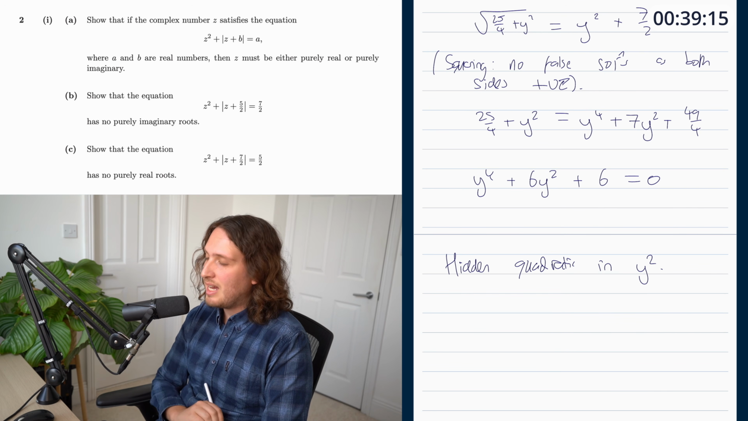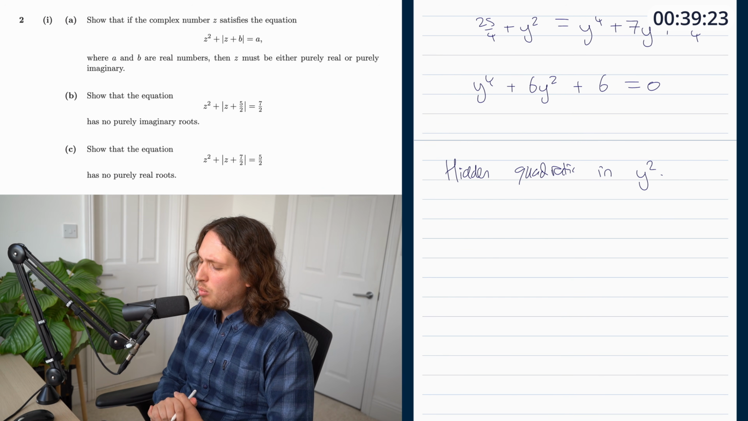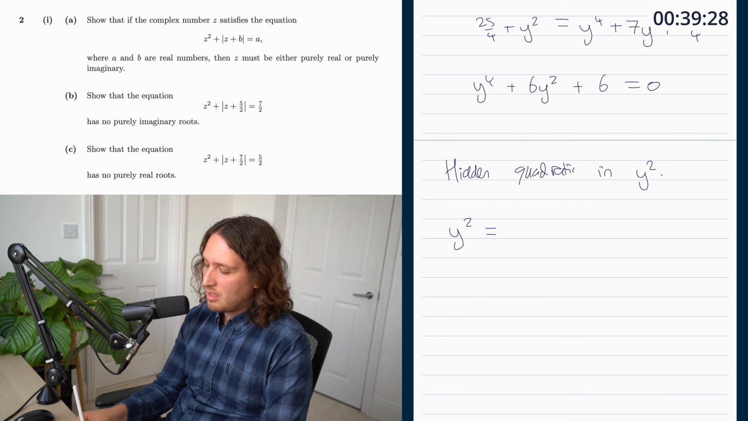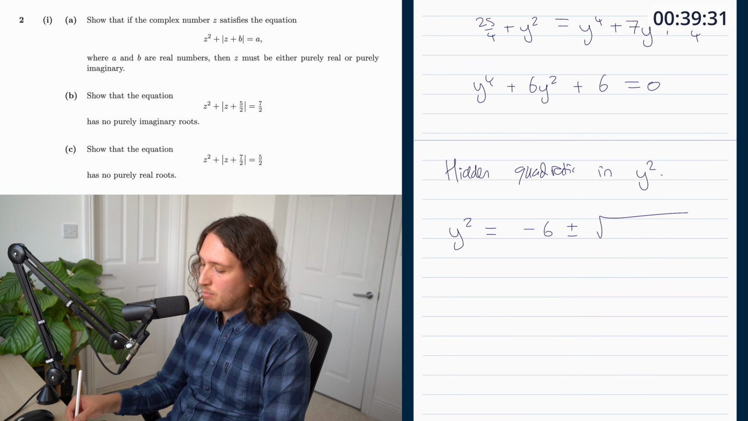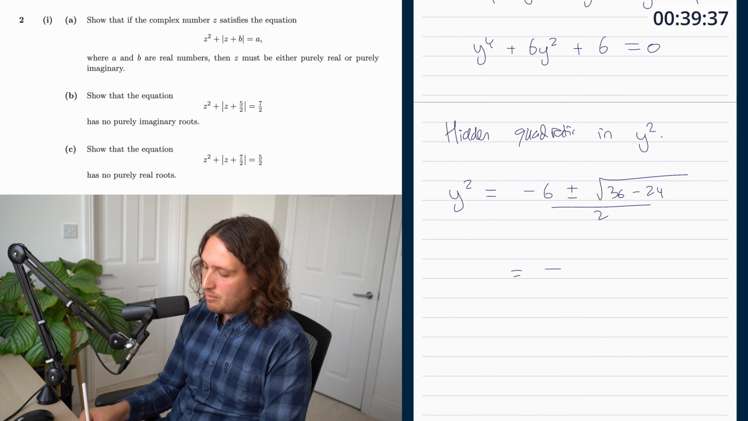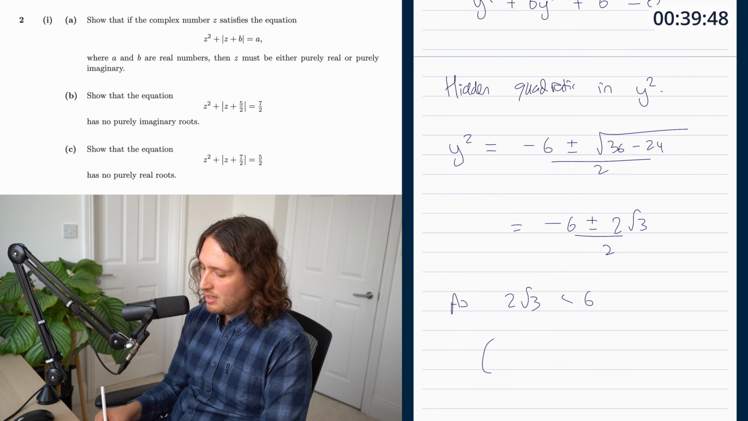in y squared. Now, even if this has solutions, doesn't necessarily mean y does, because if y squared has to be negative, that's no good. Y is real. What is the discriminant? The discriminant looks positive, so let's write down the full solution. So y squared is negative b plus or minus the square root of b squared, which is 36, minus 4ac over 2a, which is -6 plus or minus root 12, which is 2 root 3 over 2. But then, hang on a minute, as 2 root 3 is smaller than 6, because 2 root 3 squared is 12. Oh, no, that's not right.